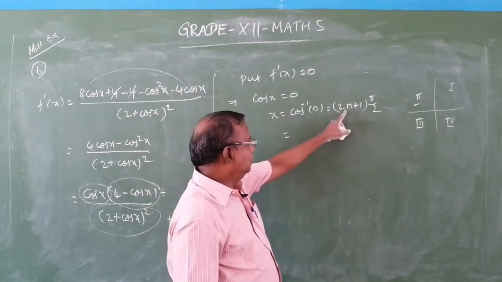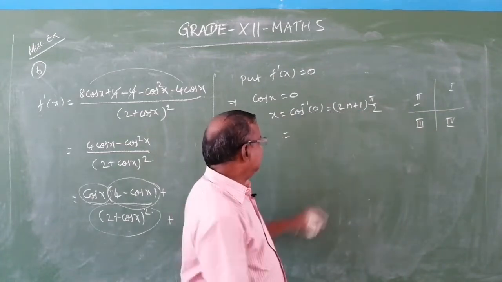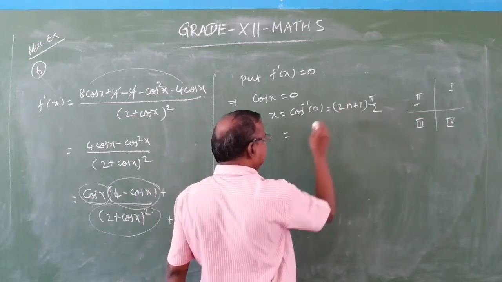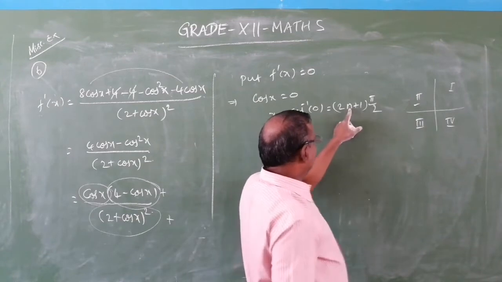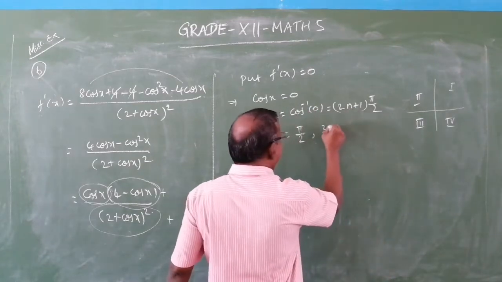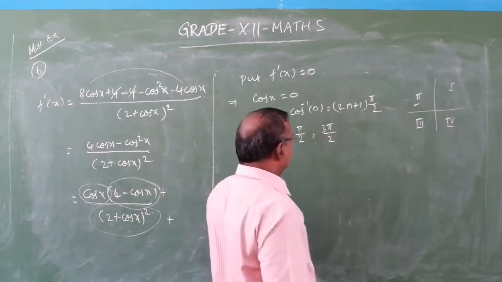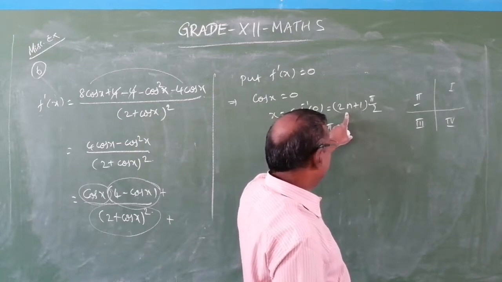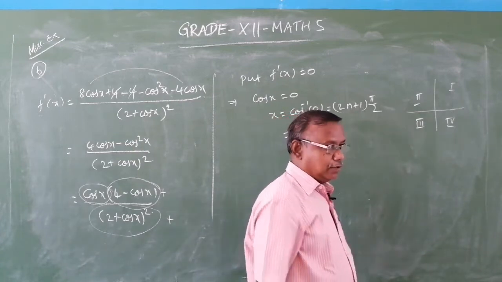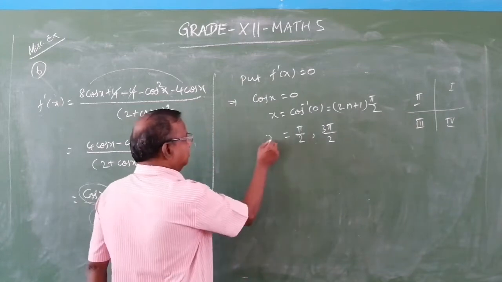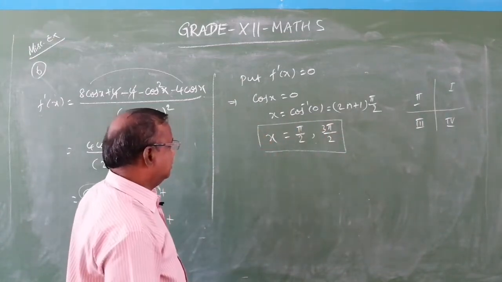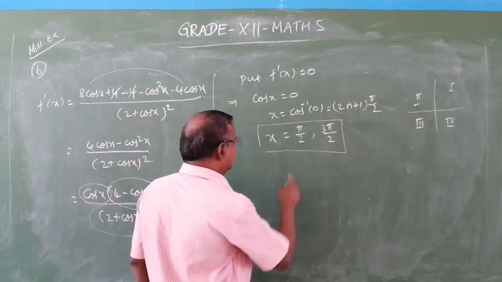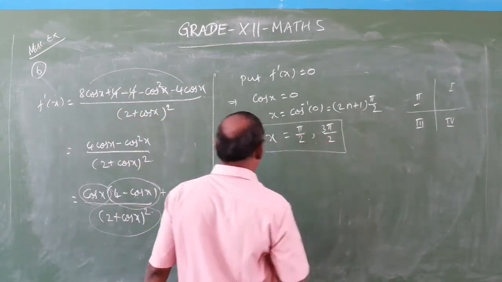So, put n equal to 0, it is pi by 2, and put n equal to 1, that is 3 pi by 2. For n equal to 2, it is 5 pi by 2, which goes to the fourth quadrant. So, these are all the values we have, the critical numbers for x: pi by 2 and 3 pi by 2.